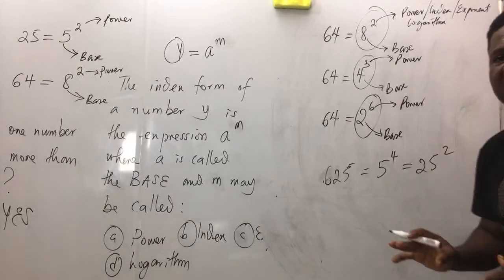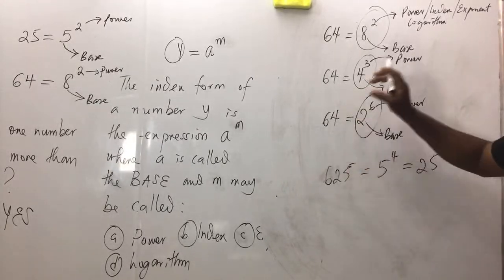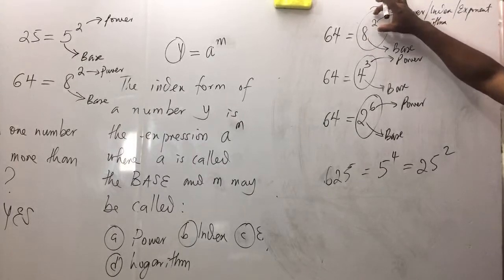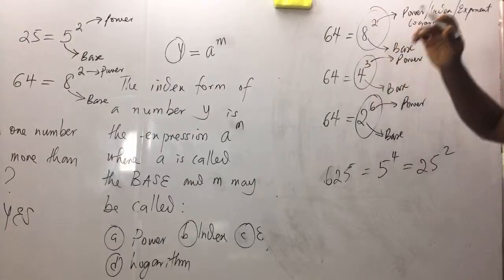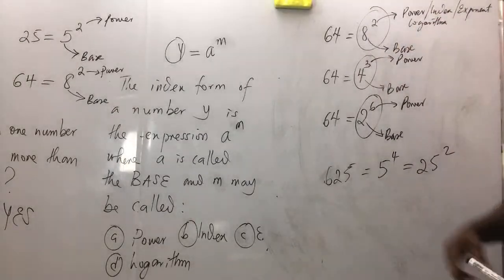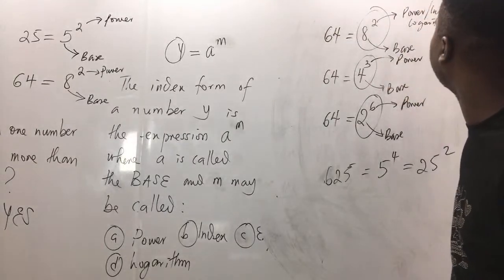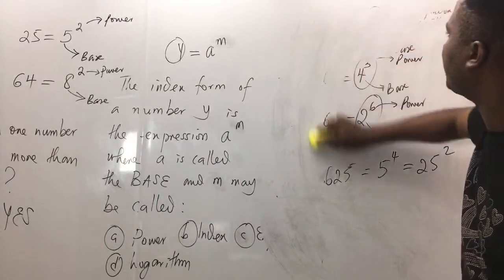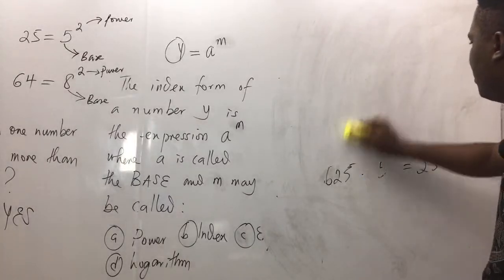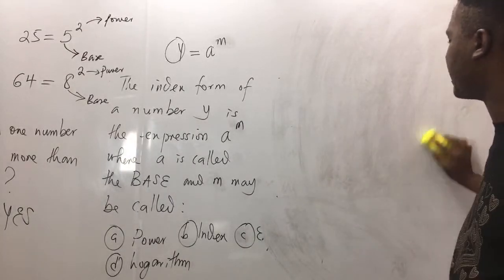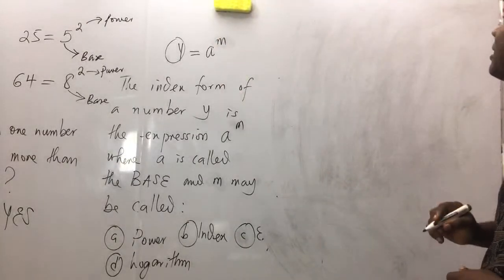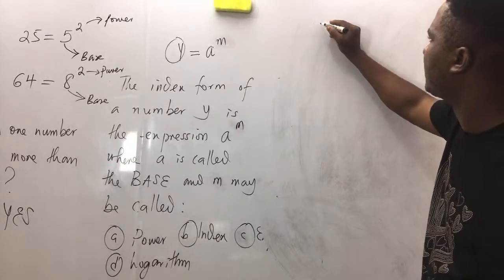So what again is the index form of a number? It is an expression having a base and a power, which could also be called index, exponent, or logarithm, as you would see subsequently. Now, that being said, let us expatiate on the index form of a number. What more is there to say about the index form of a number, guys? The next thing I want to say about the index form of a number is this.